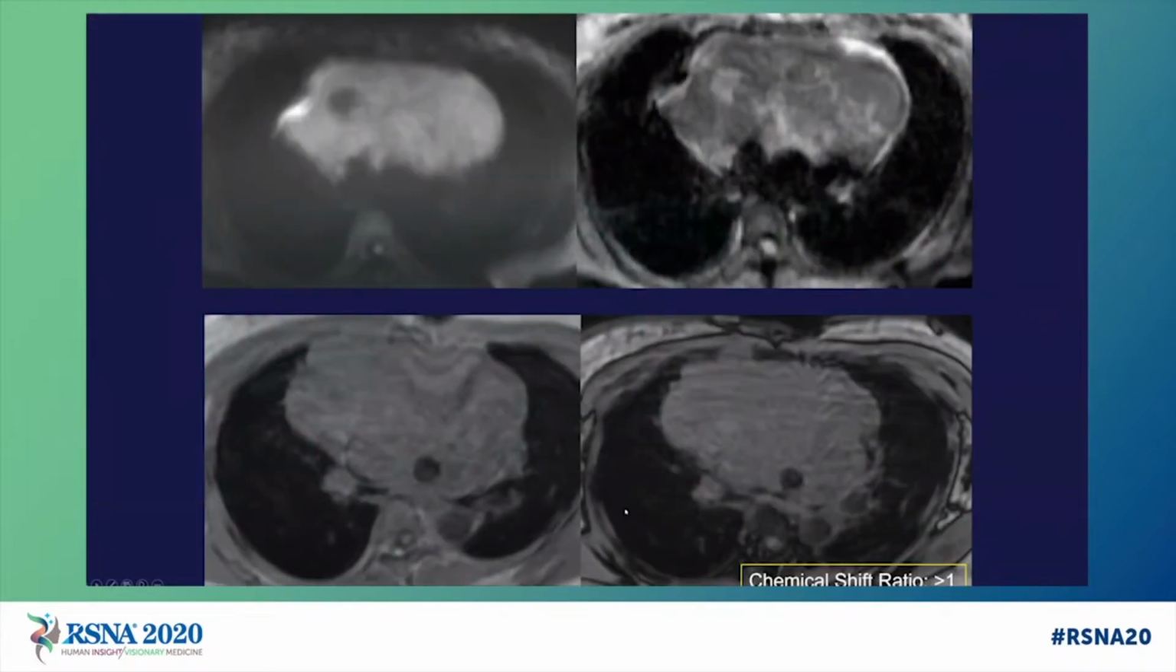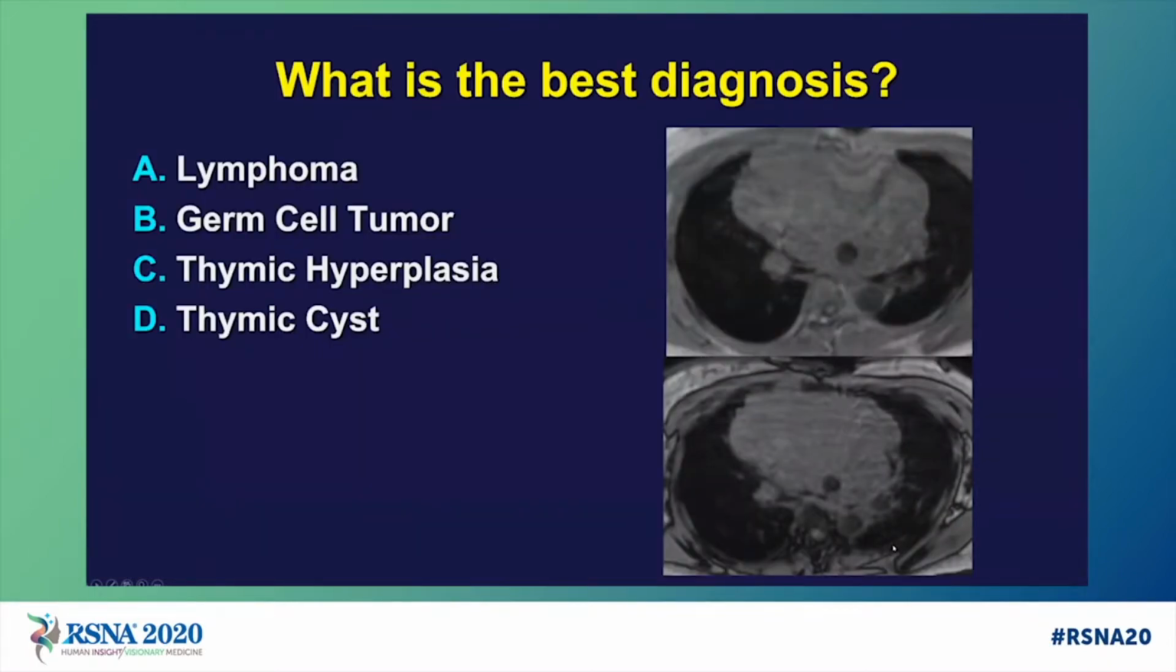Now, based on these images, where the chemical shift ratio is greater than 1 and there is diffusion restriction, what's the most likely diagnosis? Is it a lymphoma? Is it a germ cell tumor, thymic hyperplasia, or a thymic cyst? And again, we look at the fact that this is not dropping on an opposed phase image. It's quite mass-like, making hyperplasia very unlikely. And as you would expect, this was a lymphoma.